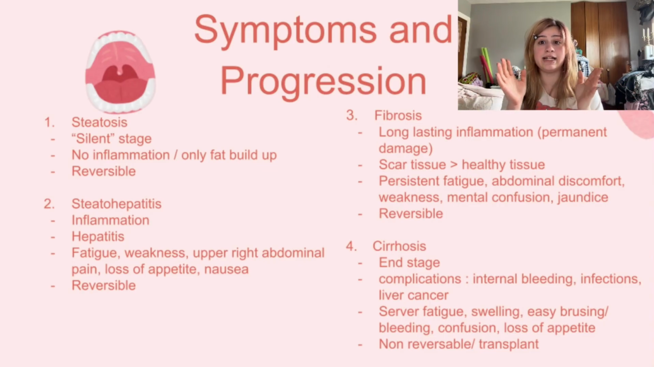Now we're at the end stage, stage 4, this is cirrhosis. Some of the complications are internal bleeding, infections, liver cancer in some cases. Some of the symptoms are severe fatigue, swelling, easy bruising, bleeding, confusion, loss of appetite. This stage is non-reversible. You would need a transplant for a new liver. So this is a non-reversible stage.